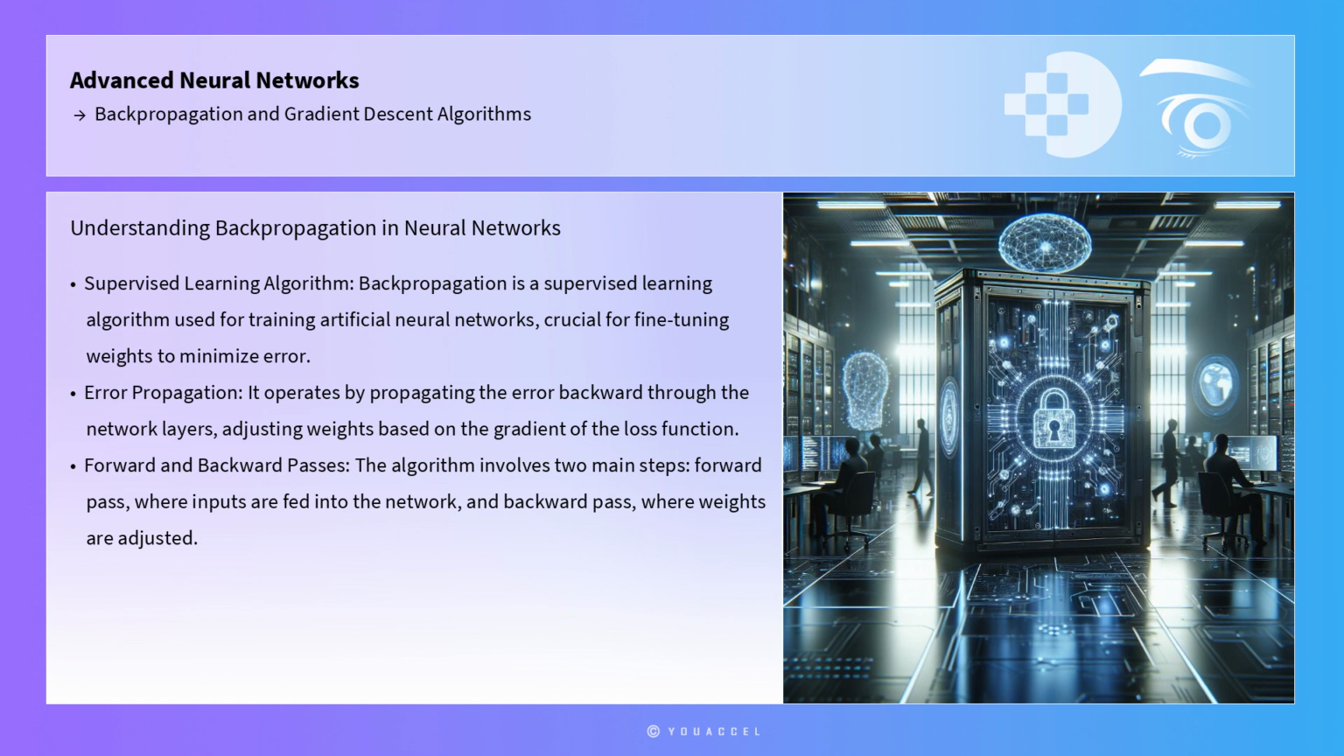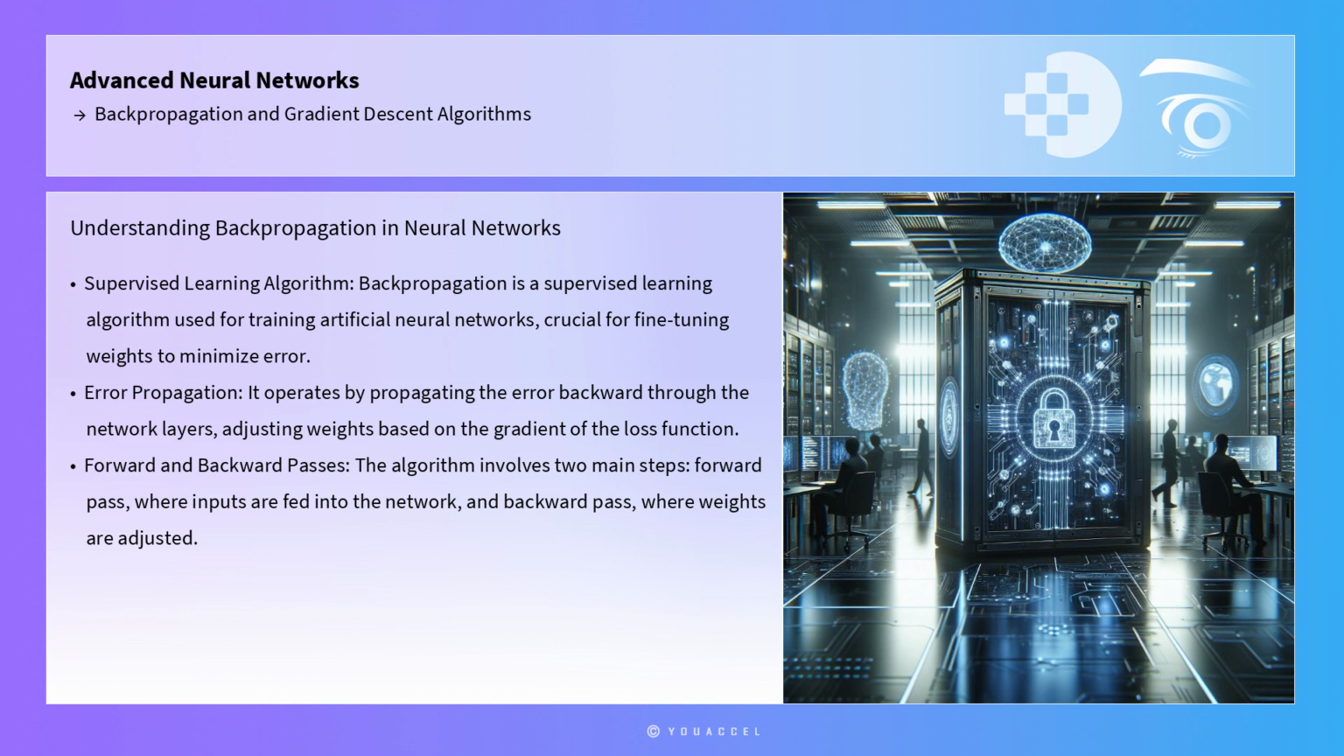Backpropagation is a supervised learning algorithm used for training artificial neural networks, crucial for the fine-tuning of weights to minimize error and improve the model's accuracy. It operates by propagating the error backward through the network layers, adjusting weights based on the gradient of the loss function concerning the weights. This process ensures that the neural network's predictions become more accurate over time by optimizing the weight parameters. The algorithm involves two main steps: forward pass and backward pass.